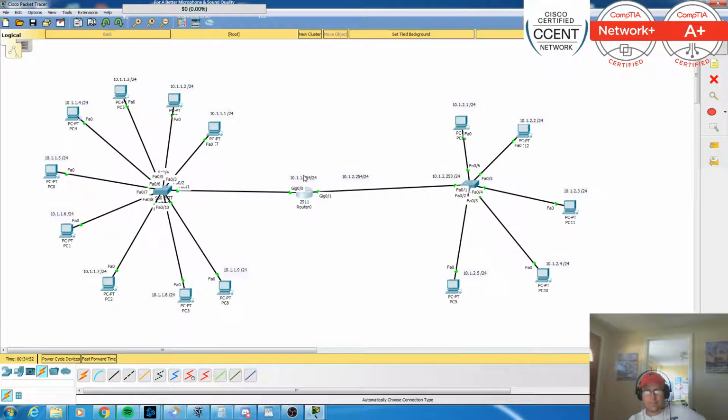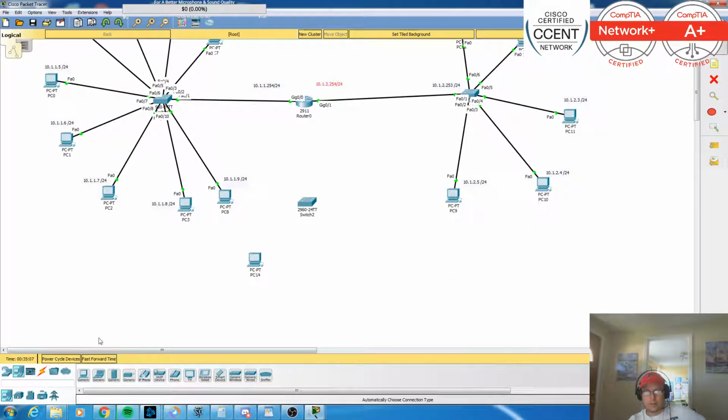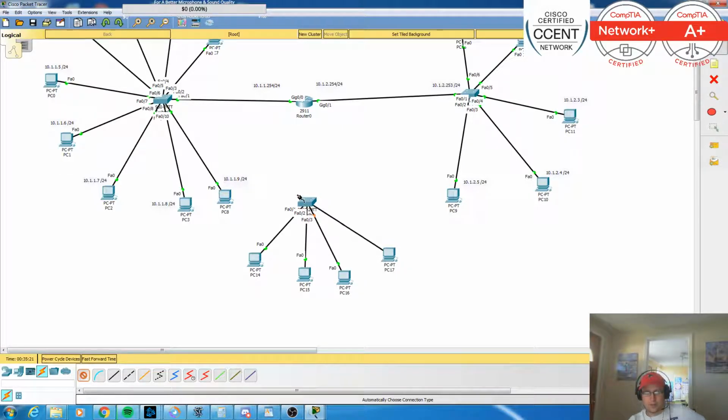Now let's say that we have a switch. Let's grab a switch, and we're going to grab some PCs over here in Packet Tracer real quick, and let's get them connected. I don't think I'm going to have an extra port on this router, but maybe I will. I can't remember. And I will. So I want you to look at this.